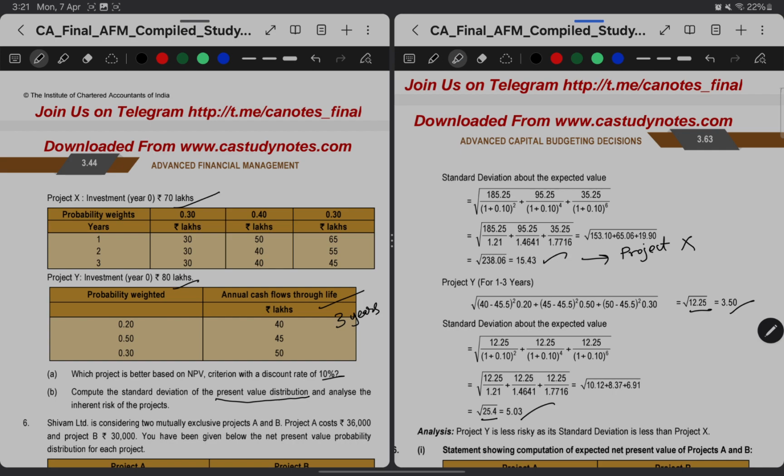Comparing the standard deviation of project X with project Y, project Y standard deviation is less, which means the risk is less in case of project Y. So project Y is acceptable.